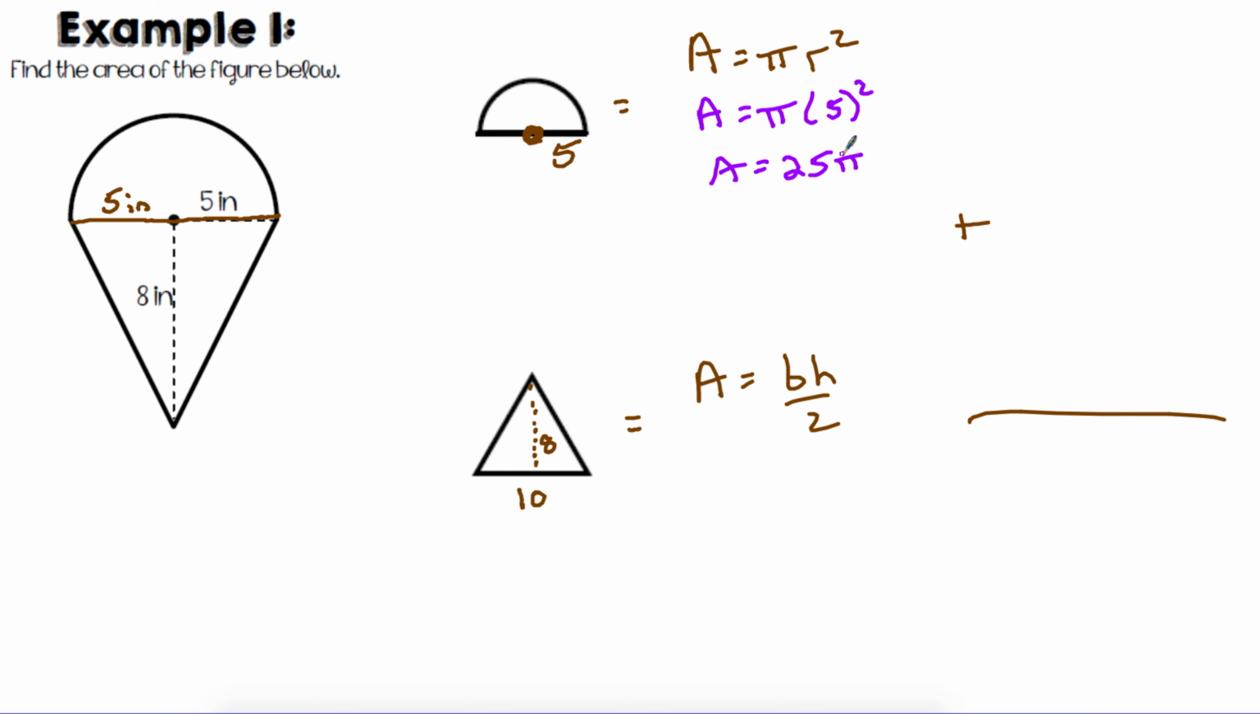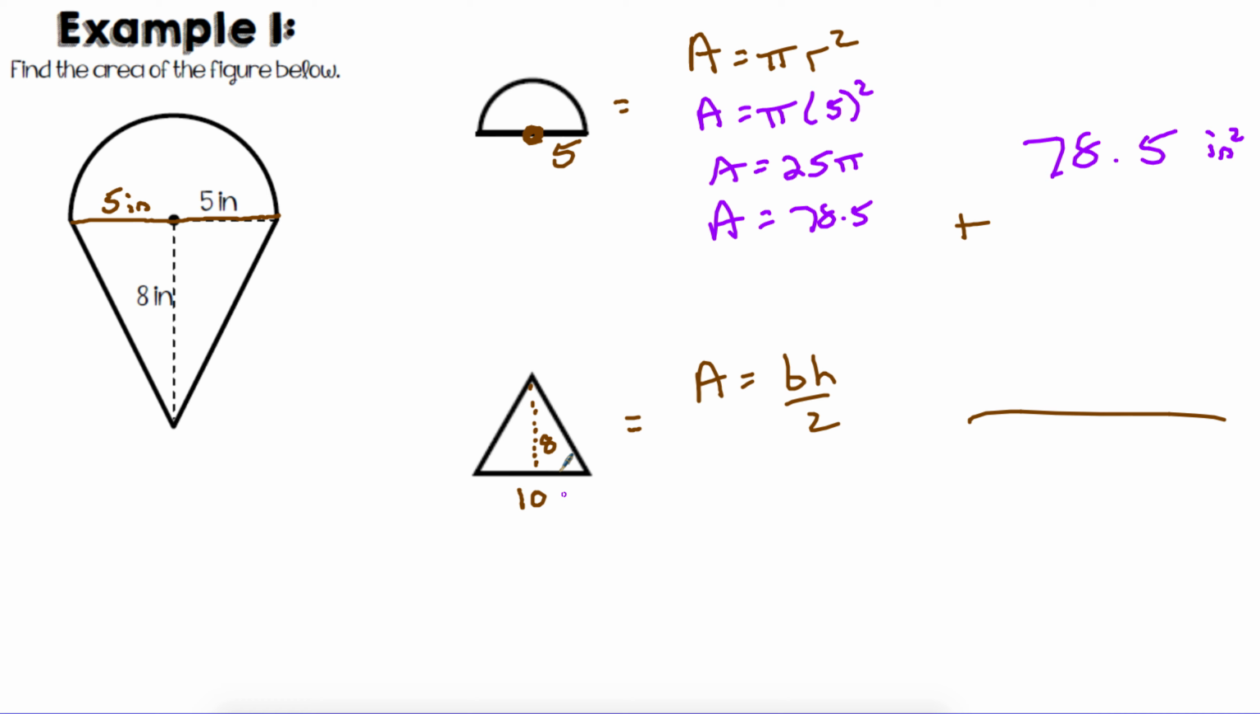Sometimes, and what I'm going to do for the sake of this video, is use a calculator just to save you time, because you don't need to see me multiply 25 times 3.14. It's 78.5. There we go. So I've got my half circle. The area is 78.5 inches squared.